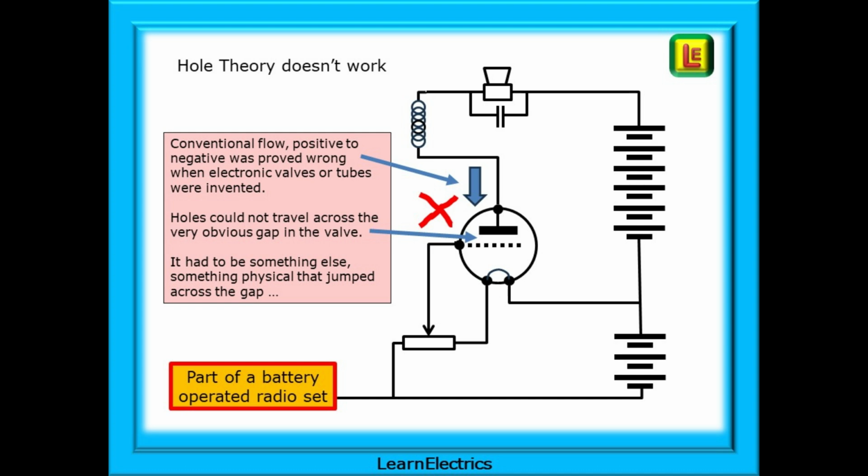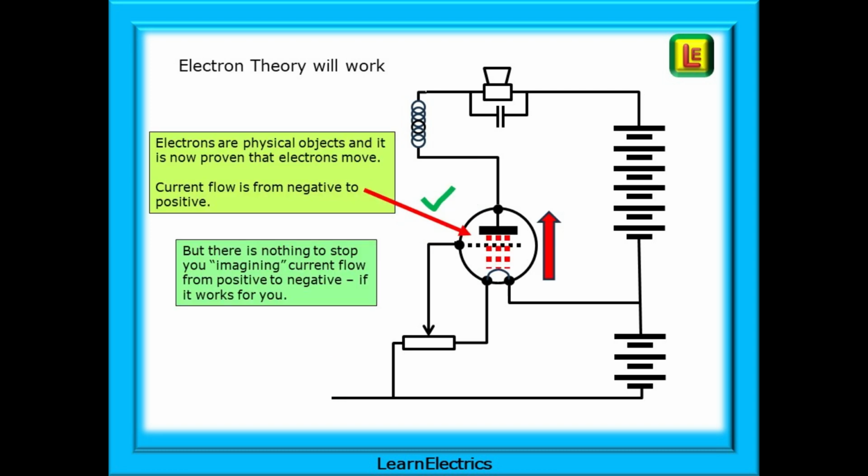Holes could not travel across a very obvious gap in the valve. It was not possible for nothing to jump across nothing. It had to be something else, something physical that jumped across the gap from one side to the other. Electron theory will work with our electronic valves. Electrons are physical objects, and it is now proven that electrons move. Electrons can physically jump across the gap in the valve when given sufficient stimulation from the circuit. Current flow is therefore from negative to positive.